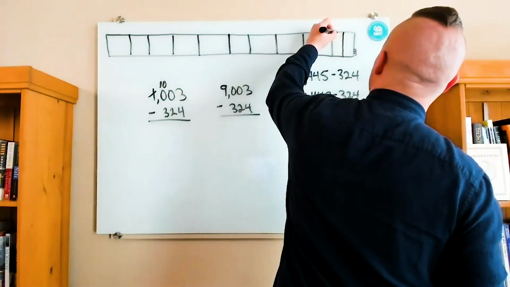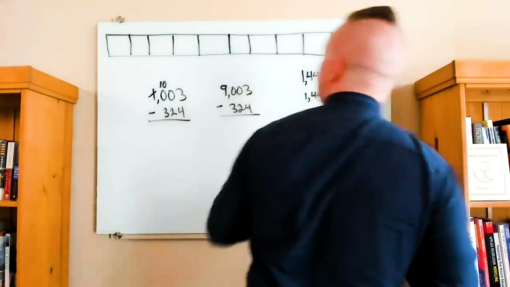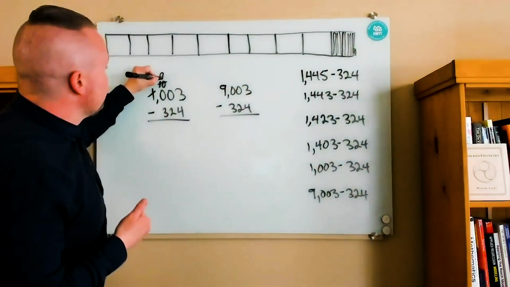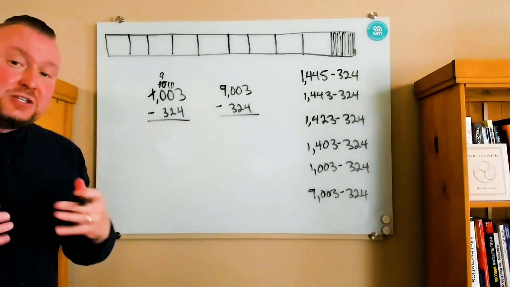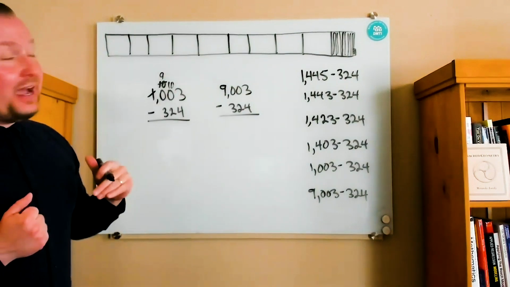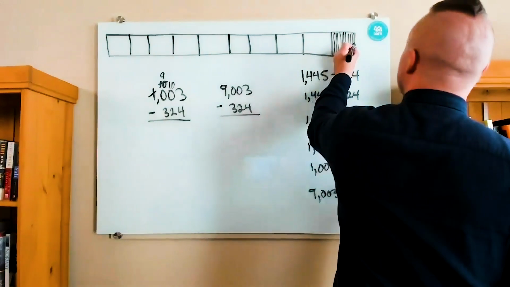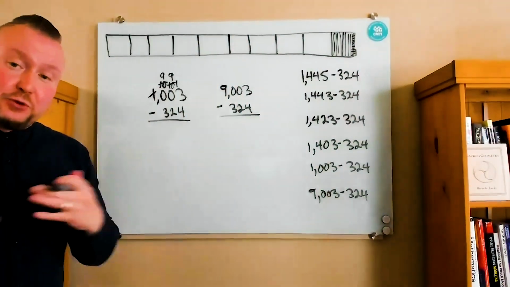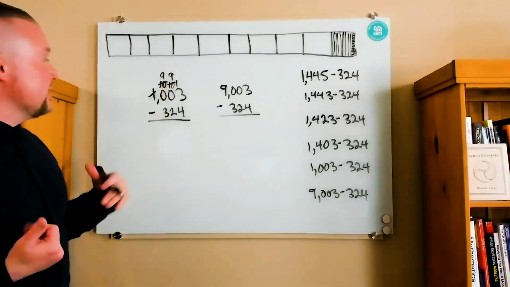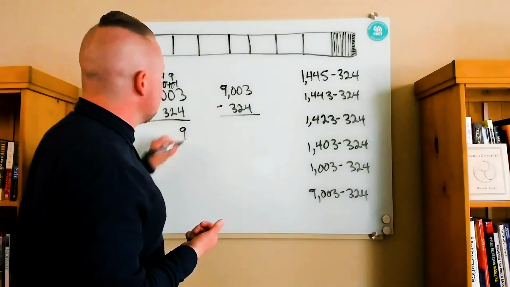So I'm going to decompose 1 unit of 100 into 10 units of 10, because my ultimate goal is to get 10 units of 1. Now that I have 10 units of 10, I can decompose one of them into, and now I actually have 13 units of 1. Then I can go through and I can complete the subtraction. So 13 subtract 4 would be 9 units of 1.